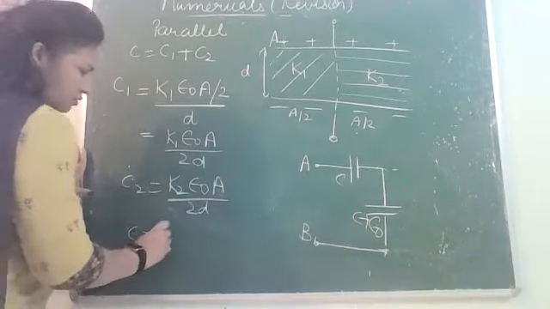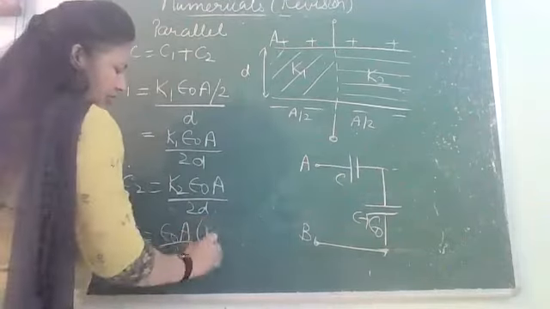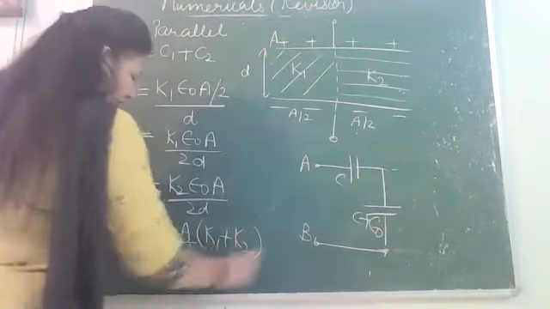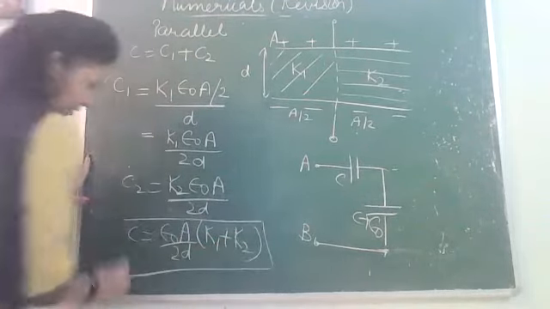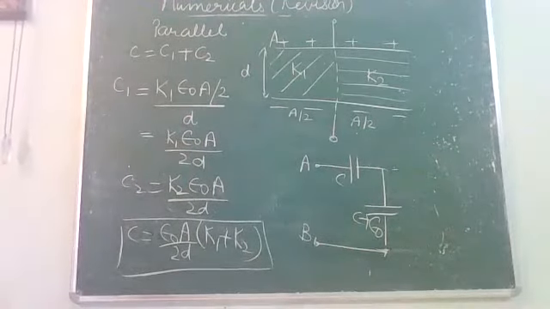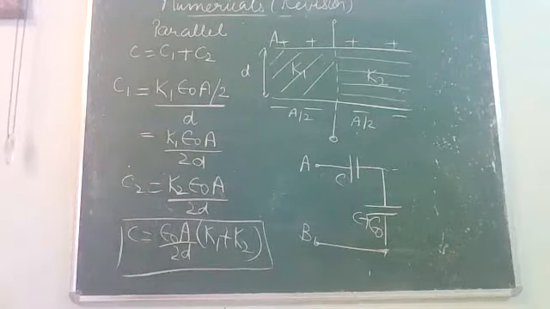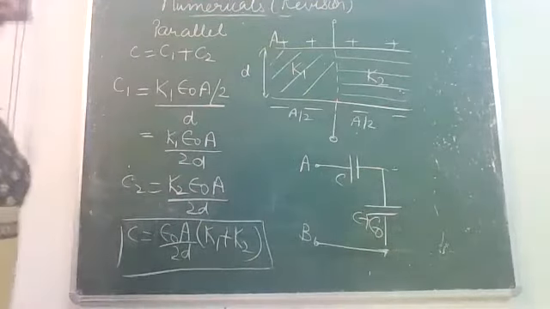So C is equal to C1 plus C2. Take epsilon naught A by 2D common, and this is the equivalent capacitance of this system that is given. So this is how we can attempt these types of questions. I hope this is clear to you. Yes, ma'am. Okay. Please note it down.